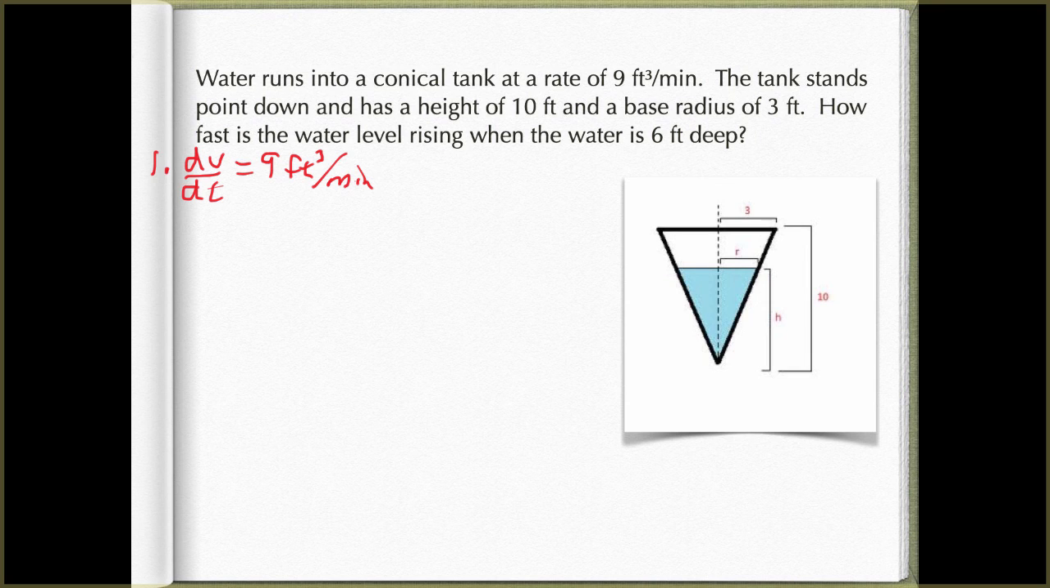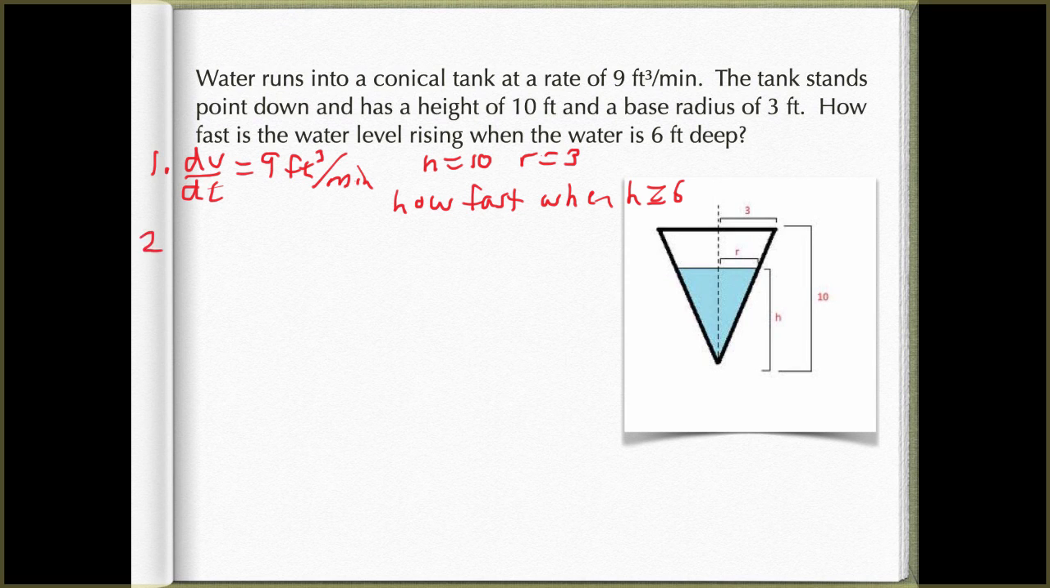We also know that the height of our conical tank is 10 and that my radius is 3. We also know that we're going to try to find this when h is 6. So how fast, when h is 6? That is what we're looking for.